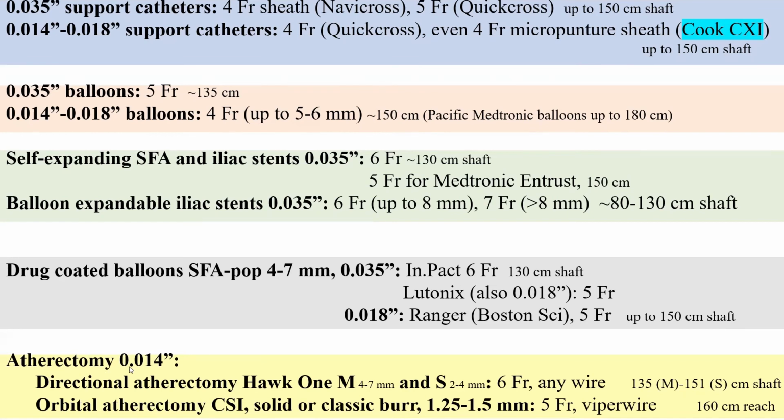So atherectomy, that's about the only system where you absolutely have to use 014-inch in the SFA system. So directional atherectomy, Hawk 1 and Hawk S, they require 6 French system, any 014-inch wire. Orbital atherectomy, on the other hand, requires less French, 5 French, but it needs a special wire, the Viper wire.